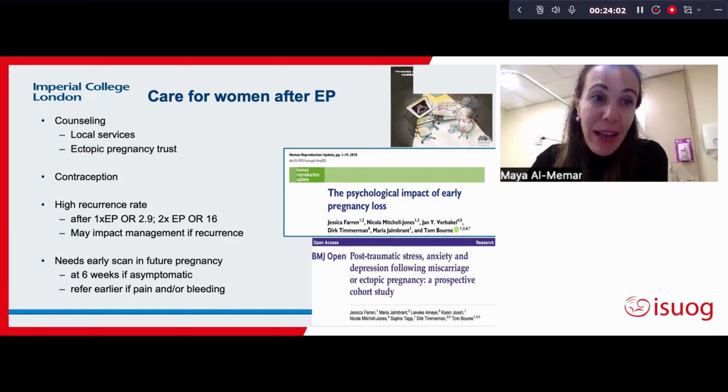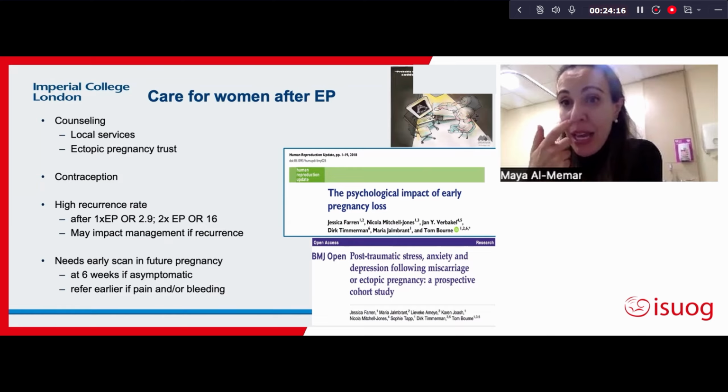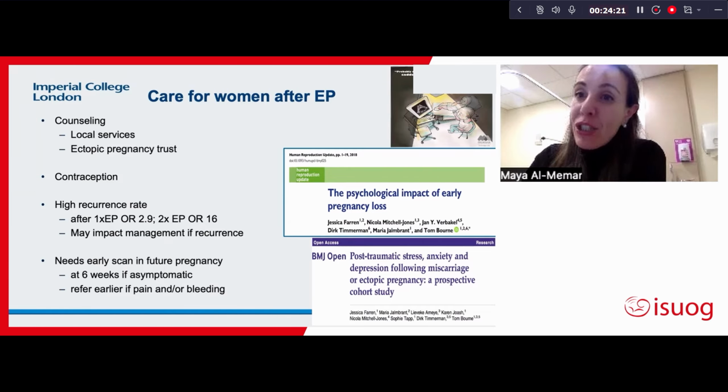We have to think about counselling, local services that may be available, and in the UK, women can reach out to the Ectopic Pregnancy Trust. We have to think about offering contraception for women who don't want to fall pregnant again, whatever their wishes might be in that sense, and this should be discussed with them. In particular, if they've had methotrexate, they're advised to avoid pregnancy for 3 months, so this is critical.